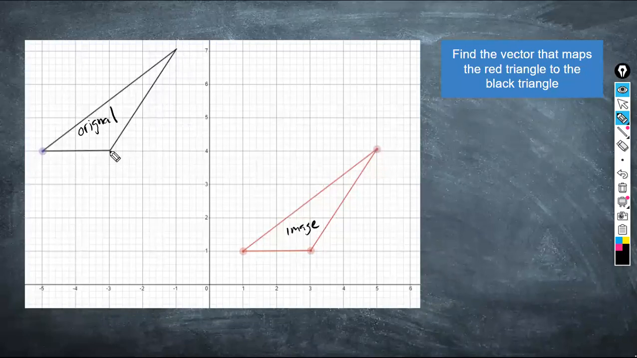So I'm going to choose this point here. I'm just going to highlight it here. I'm going to call this point A. And I think everyone, no, that one's too hard. Let's just choose the top one, right? That one will have less clutter. So let's choose this as point A, O for original, I for image.